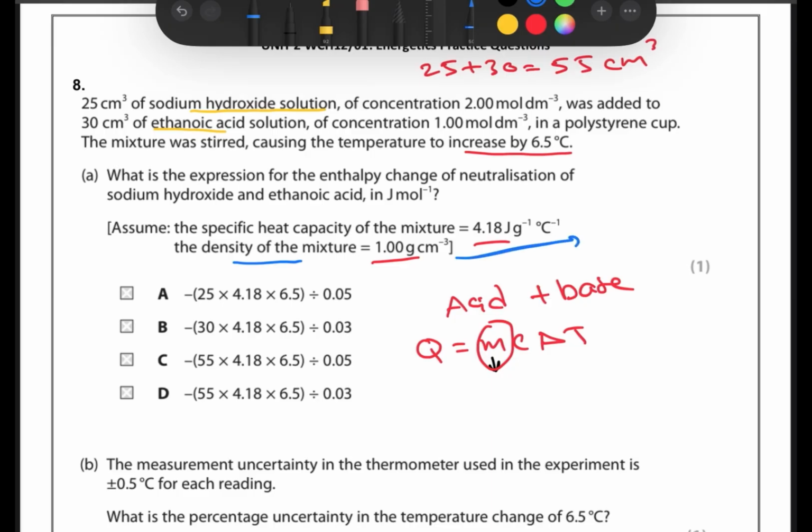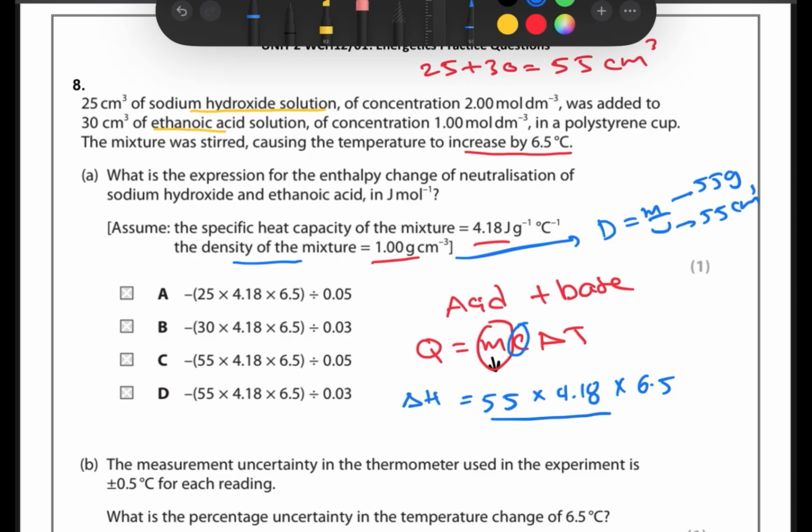You know that the density is equal to the mass over volume. And since we have 55 cubic centimeters, then we have 55 grams. So we have to say it's 55, and we multiply by the specific heat capacity, which equals 4.18, and the increase in temperature is represented by 6.5 degrees Celsius. Now this is Q. If we want to calculate the delta H, you have to divide over the moles of water. But how many moles of water do we have?